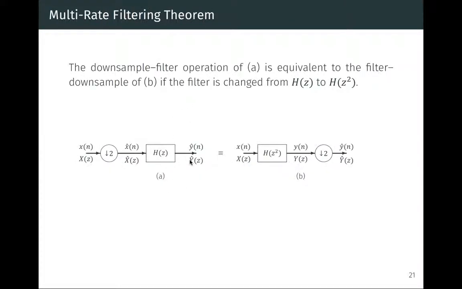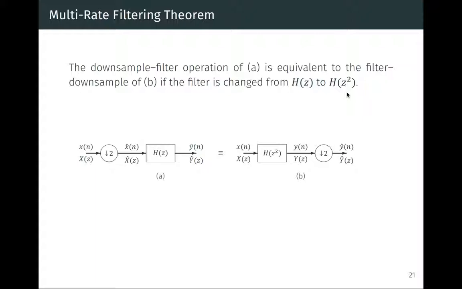So the trick here, you can look back at the notes, is this equivalence. The problem we have is that you have a downsampling operation followed by a transfer function. And it turns out that this is equivalent to flipping both operations and having the filter before and downsampling after. But what you have to do is to change the impulse response, if you want, of your system and scale it. So what you do is you replace h of z by h of z squared.